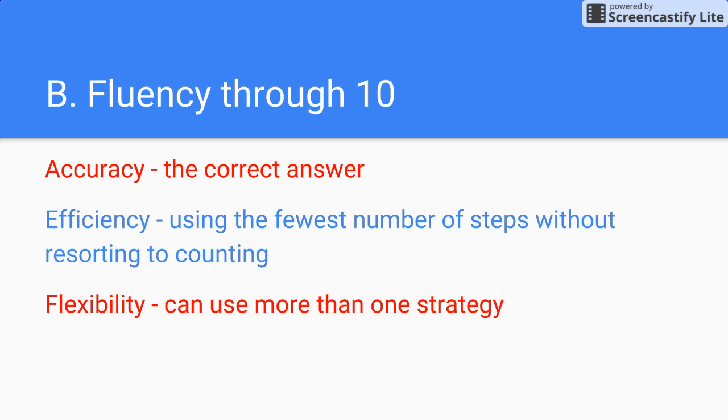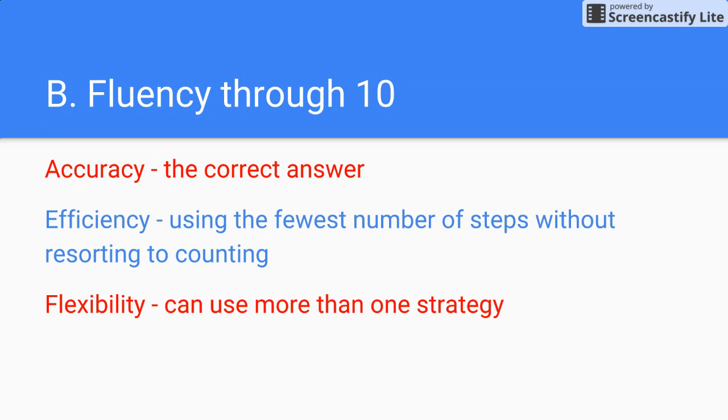The second part says fluency through 10. 10 means that's the highest sum that they're going to have to work with, and all the related addition and subtraction facts within 10. Of course, I want accuracy. But look at these 3 parts of fluency. Other than accuracy, I've got efficiency. Let's look at the definition of efficiency: using the fewest number of steps without resorting to counting.